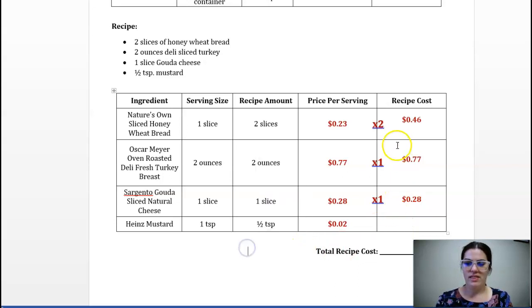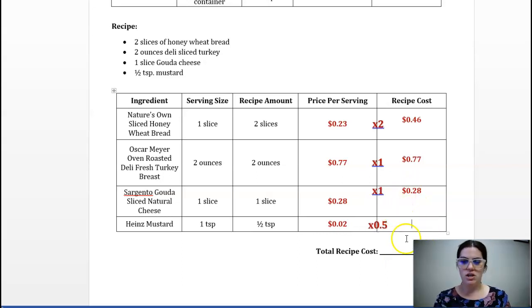Okay, and then last we have our Heinz mustard. The serving size is 1 teaspoon, but we've decided in our recipe we're only going to use half a teaspoon. So think about what the factor would be in this case. We're doing half of the amount, so 0.5 is going to be our factor. You could also divide by 2, and that would get you the same answer. So 2 cents times 0.5, or 2 cents divided by 2, would be 1 cent.